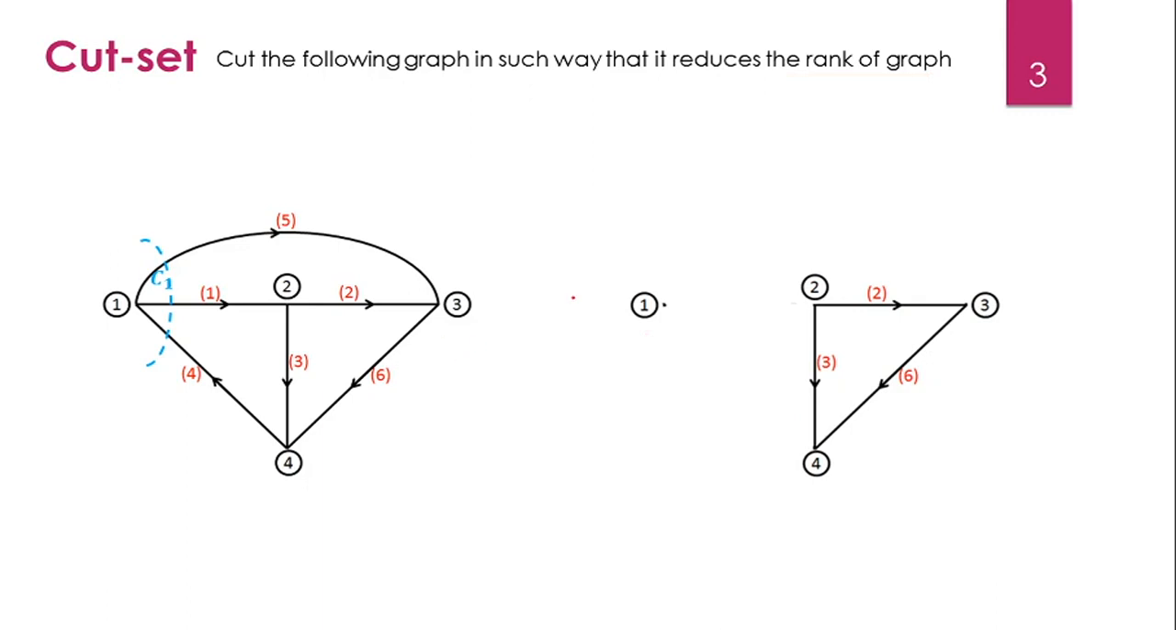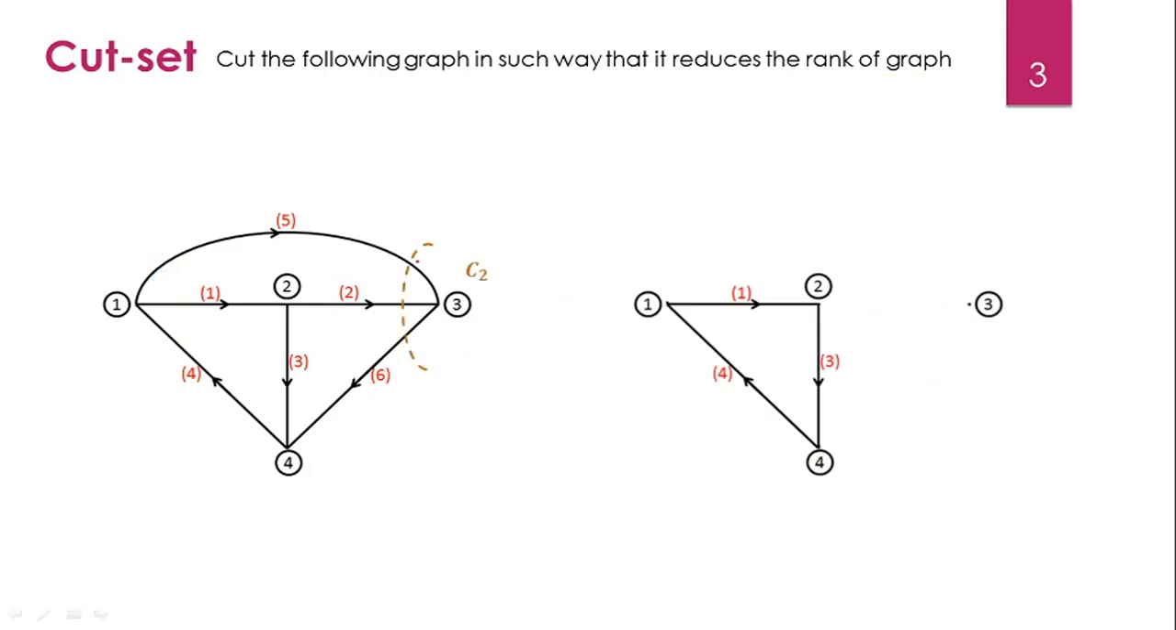What second cut is possible here? The second cut may be C2, where 2, 5 and 6 can be cut. These branches can be removed. So we got this. It has again 0. The rank of this graph is 2. So 2 plus 0 is 2. So again the rank of the graph is reduced by 1.